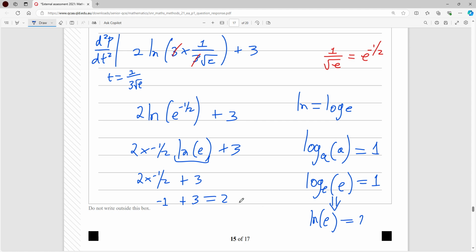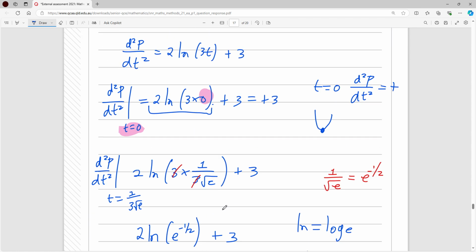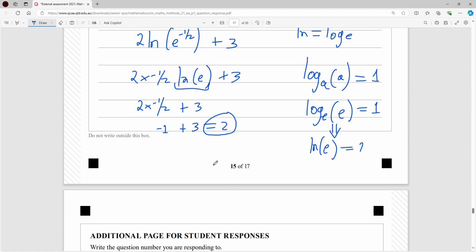Yeah, I did make a mistake. It is positive 2. Okay. I had it as positive 1. Just a little error there. So that means the second derivative at this point here is also positive.